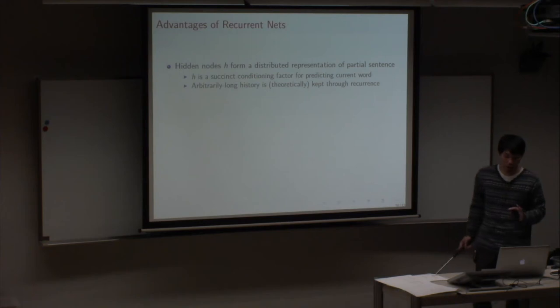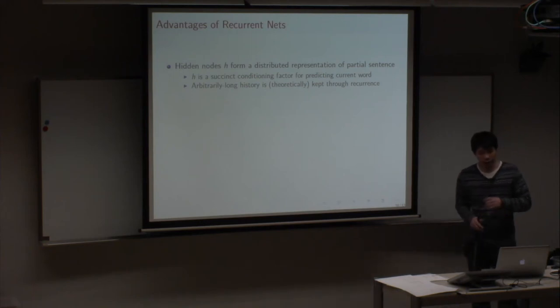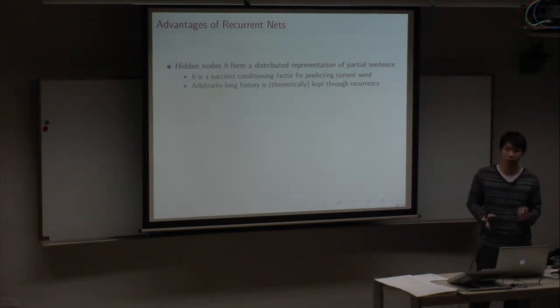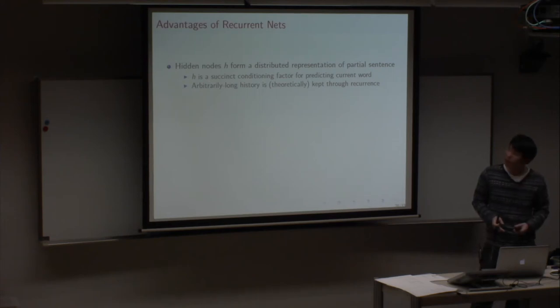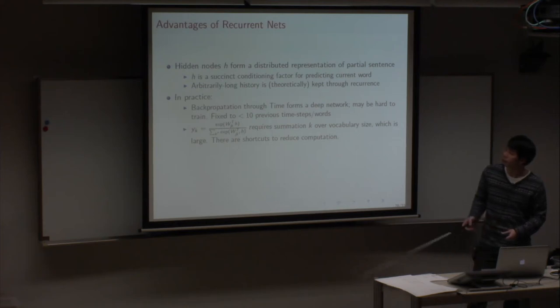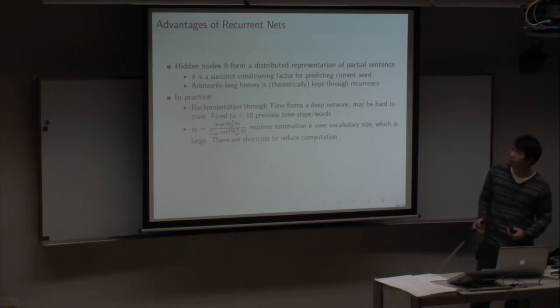So the advantage of recurrent nets is that you can think of each of these hidden nodes as forming a very succinct description of your sentence so far. And theoretically, because it's recurrent, you can keep all the information from the past. So if you say something and something you said a long time ago is actually very important, it will continue to stay in the history. So I said this before. In practice, you actually don't go all the way back to the beginning of time, but maybe you fix it.